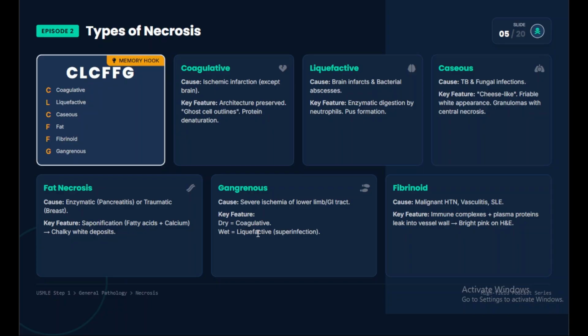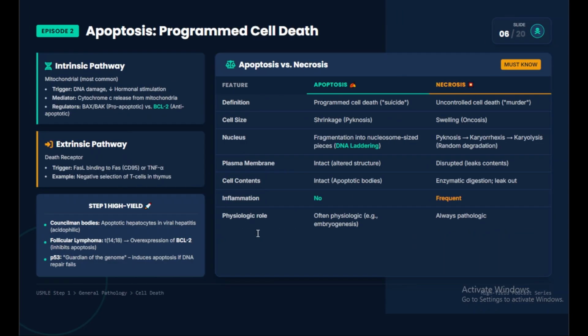So now we've understood how the cell dies through necrosis, but interestingly, the body also has a programmed and controlled way of killing cells, a much cleaner and regulated process, and that process is called apoptosis. Which is exactly what we are going to discuss next.